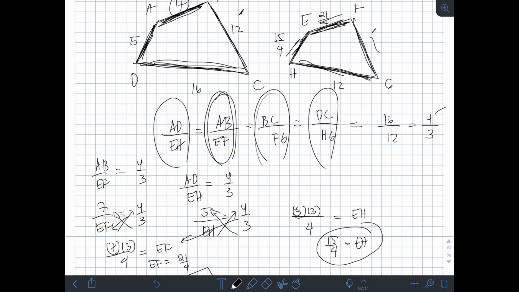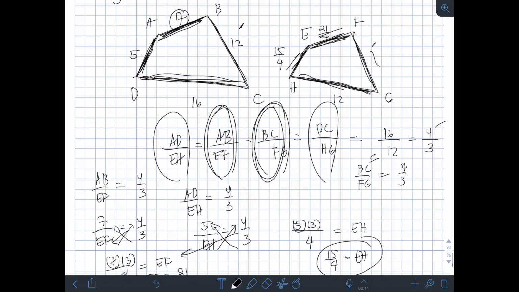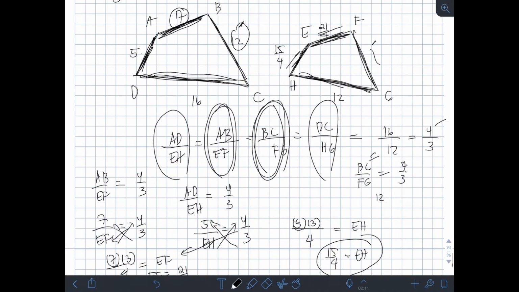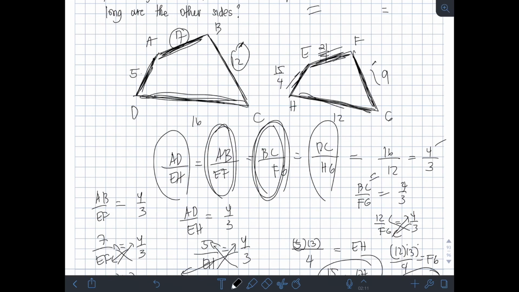Then, last, itong ratio naman natin. So, BC over FG dapat equal sa 4/3. So, given si BC na 12, right? So, 12 over FG is equal to 4/3. Cross-multiply, cross-multiply. So, magiging 12 times 3 over 4 is equal to FG. So, simplify. 12 times 3 over 4 is 36 divided by 4 or 9. So, FG is equal to 9. So, this side is equal to 9.